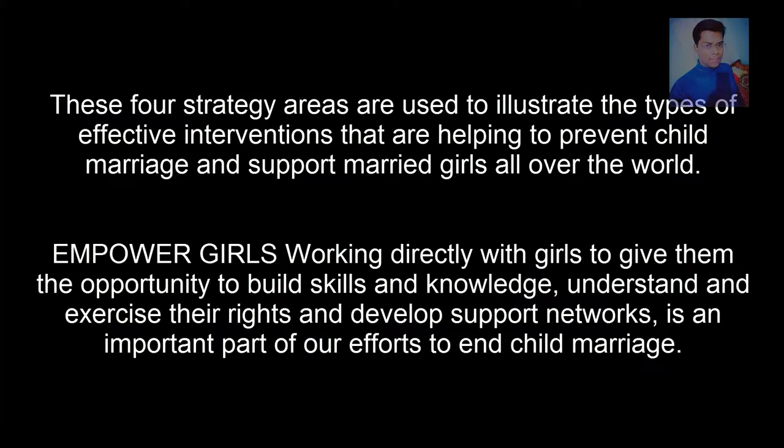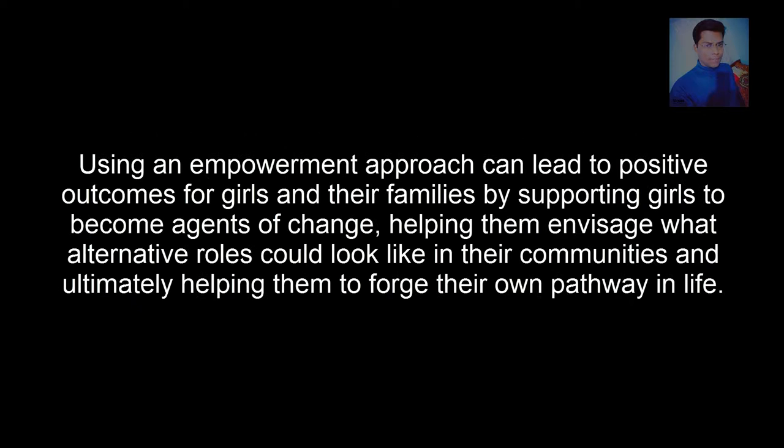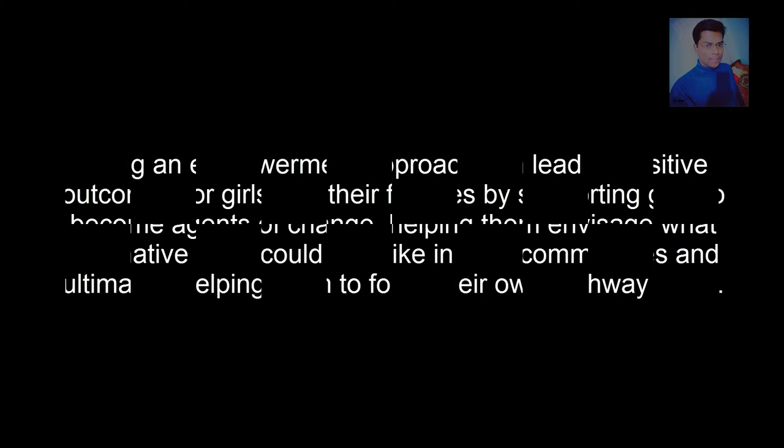Empower girls. Working directly with girls to give them the opportunity to build skills and knowledge, understand and exercise their rights, and develop support networks is an important part of our efforts to end child marriage. Using an empowerment approach can lead to positive outcomes for girls and their families by supporting girls to become agents of change, helping them envisage what alternative roles could look like in their communities, and ultimately helping them to forge their own pathway in life.